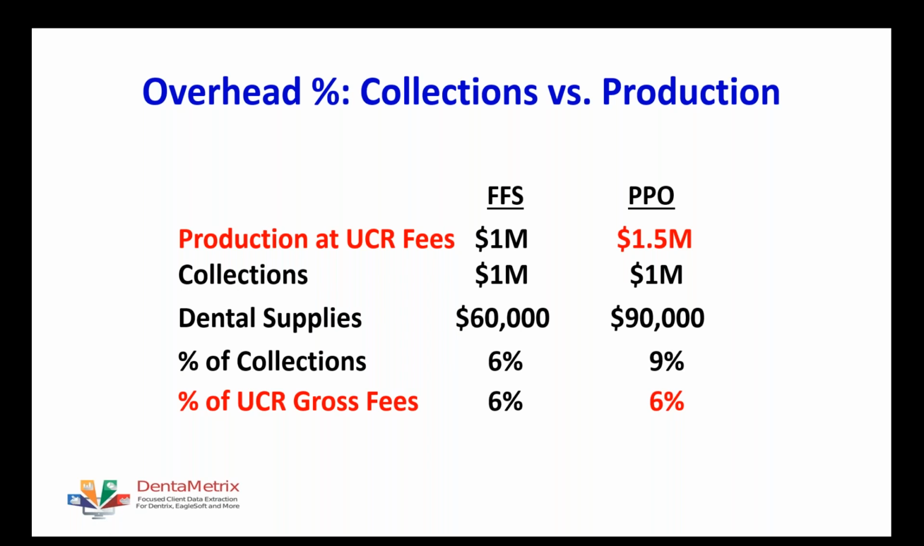If you explain to them, please reconstruct your overhead based upon production. Because remember, what's going on here? Why is this guy spending $90,000? Well, he has to do $1.5 million worth of dentistry. This guy only has to do $1 million. And so he needs more supplies, more staff, more chairs, et cetera, to feed the PPO monster.